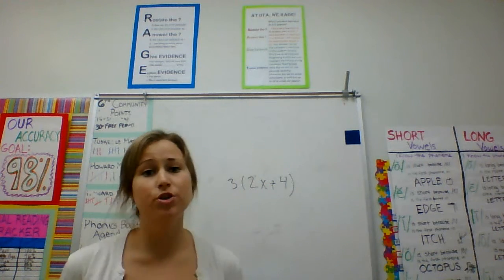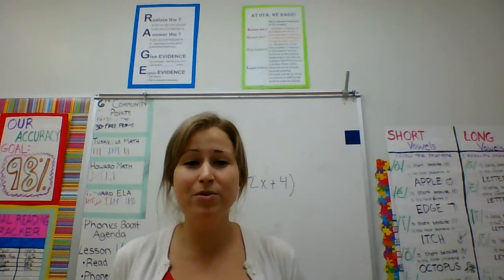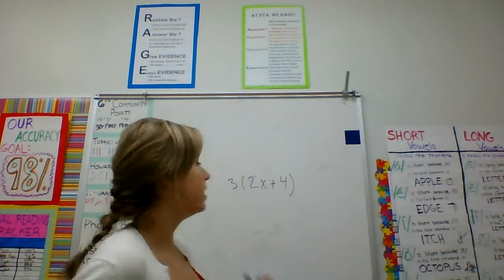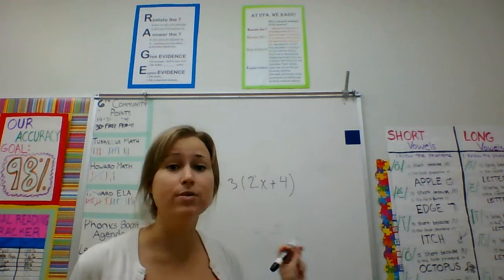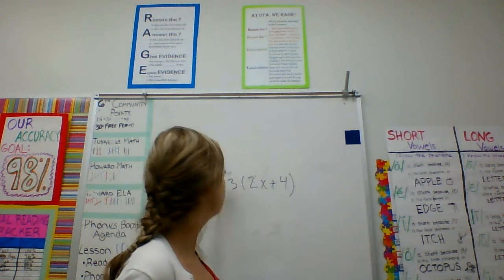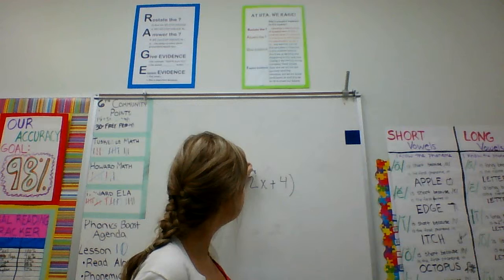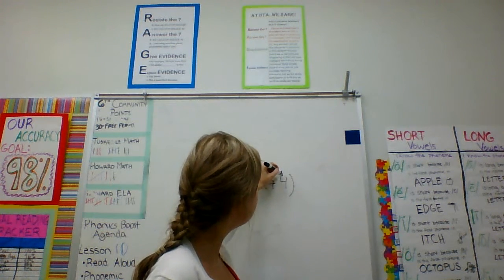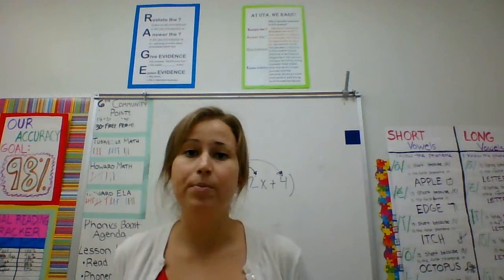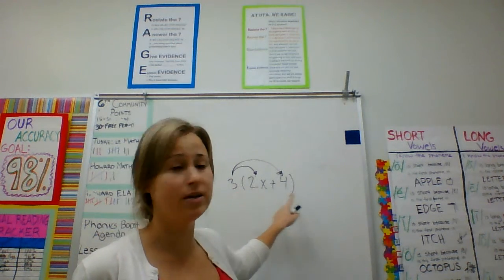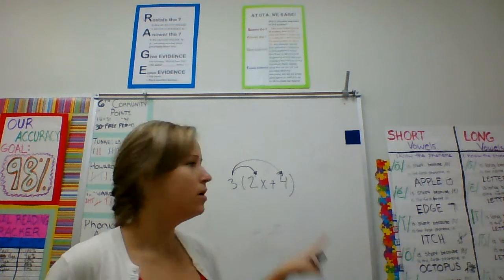Now, when I'm using the distributive property, the operation that I'm using to simplify is multiplication. So the first thing I do is I draw my arrows from the term outside of my parentheses to each term inside of them. So I'm drawing an arrow from 3 to 2x and from 3 to positive 4. Now I need to multiply this term outside the parentheses by each term that I drew an arrow to.